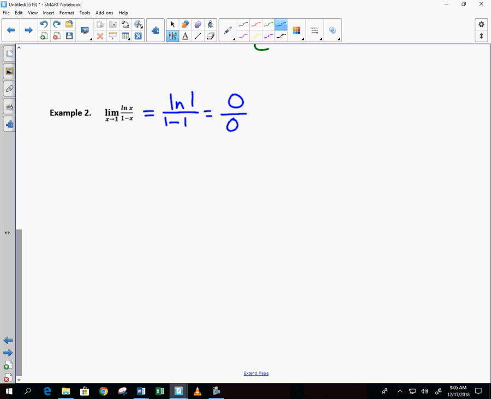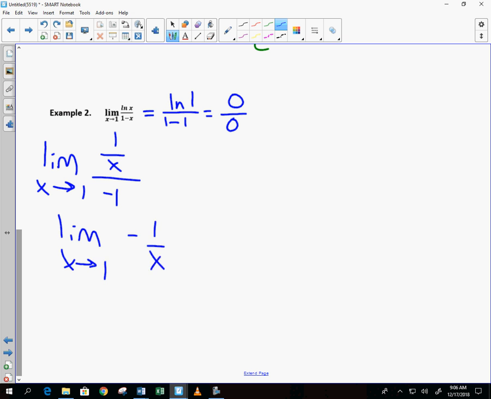But fortunately for us, what we could do instead is look at the rate of change of the numerator and the rate of change of the denominator. And this becomes the limit as x approaches 1 of what is the derivative of natural log of x? 1 over x divided by what's the derivative of the denominator? Negative 1. So now what we have is the limit as x approaches 1 of negative 1 over x. Now I'm going to try to plug in the 1. I plug in the 1, and what do we get?